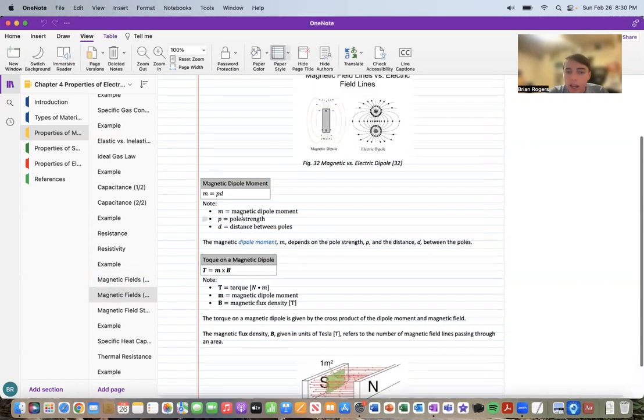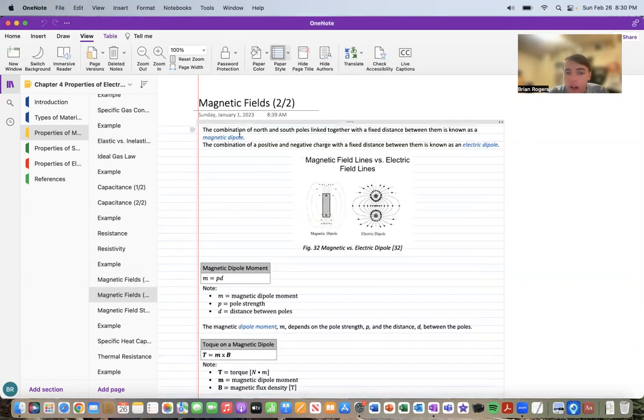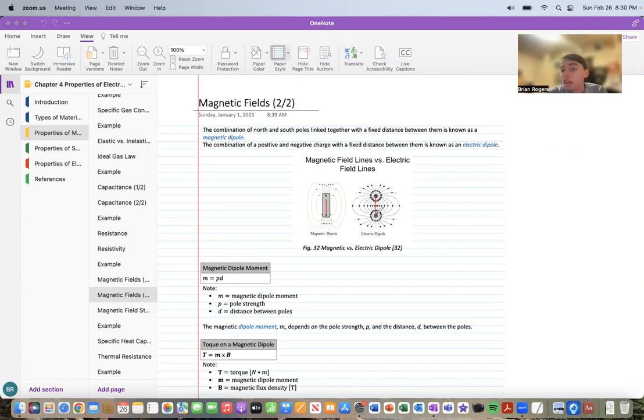Now, for magnetic fields, just like we talked about, it's a combination of a north and south pole that have a fixed distance between them, and that's known as a magnetic dipole. Remember, within your bar magnet, there's a fixed distance between the north and the south pole. Likewise, the combination of a positive and negative charge with a fixed distance between them, here we have our positive and here we have our negative, that's known as an electric dipole. So for a magnetic dipole, you have a north and south pole; for an electric dipole, you have a positive and negative charge.